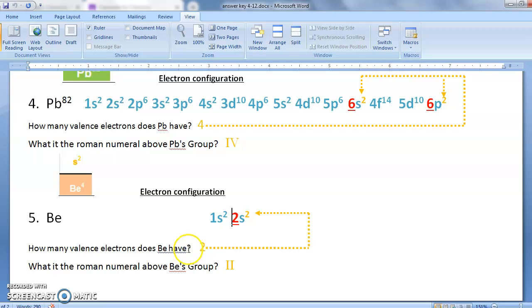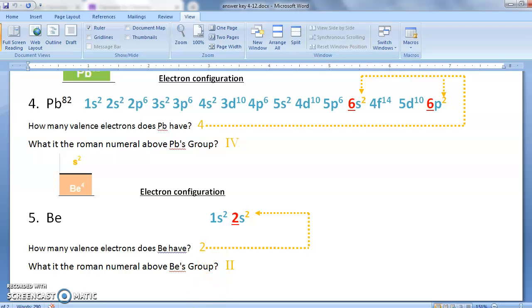How many valence electrons does beryllium have? Valence electrons are electrons in the outermost level. The level number, the energy level number, is the big number in front of the sublevels. That's our first quantum number. It's the principal quantum number. My biggest number here is a 2, and there's 2 electrons in there. So it's a valence number of 2.